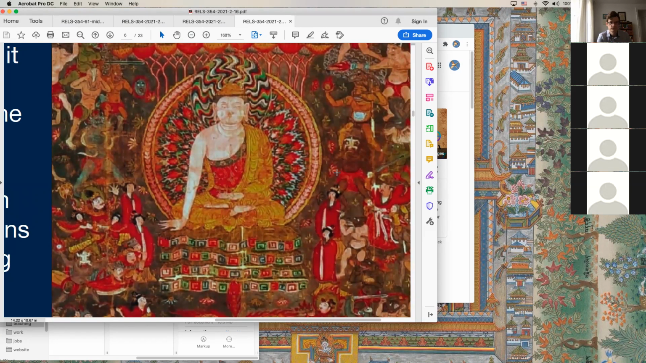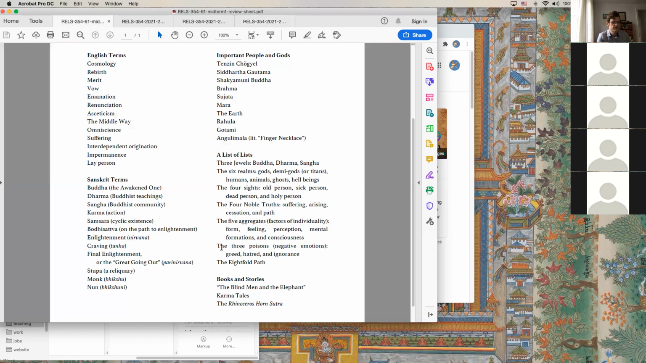Overcoming sexual desire. Yeah, exactly. So we could say desire in general, but sexual desire definitely. We could call it lust. We could call it greed. We could call it attachment. There are a lot of synonyms for it.